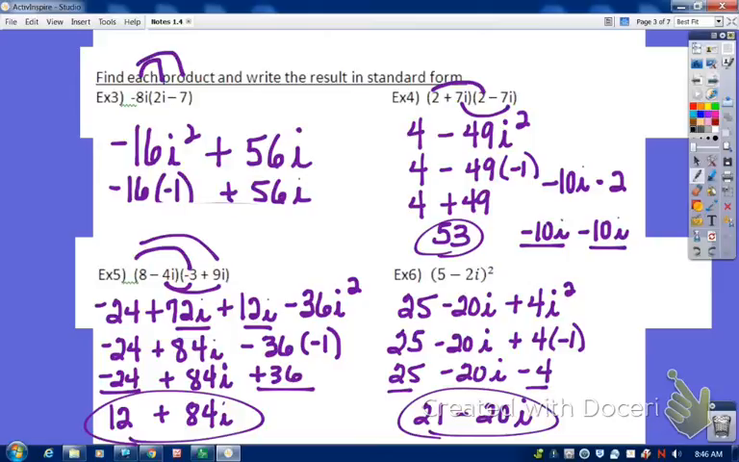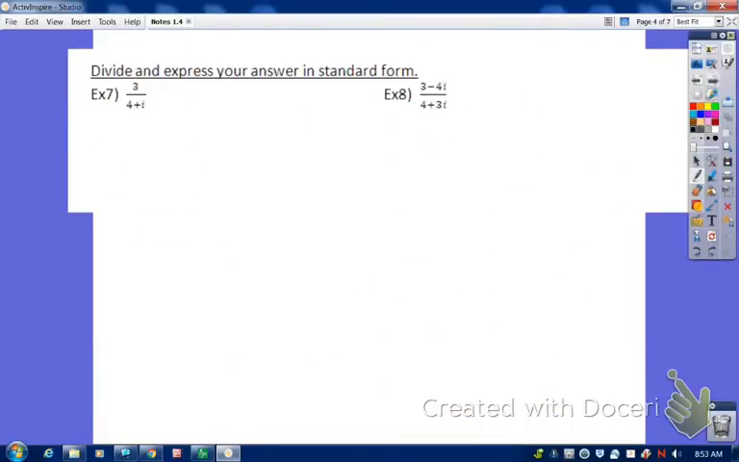Okay, the next section says we need to know how to divide and express your answer in standard form. So we practiced how to add, practiced how to subtract. Now we're going to practice how to divide. We're going to use something that we've already talked about. Up here on the side, I'm going to remind you what i stands for. i stands for the square root of negative 1, and i squared is equal to just a negative 1. That's what these numbers are founded on. Those are the only rules we really have.